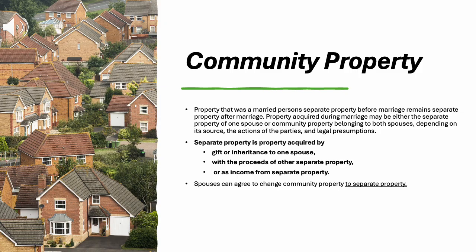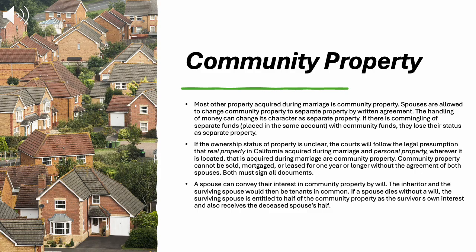Spouses can agree to change community property to separate property. Most other property acquired during marriage is community property. Spouses are allowed to change community property to separate property by written agreement. The handling of money can change its character as separate property. If there is commingling of separate funds placed in the same account with community funds, they lose their status as separate property.